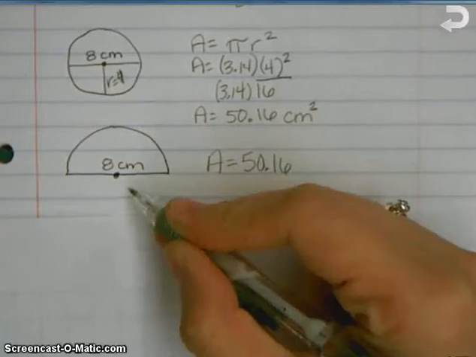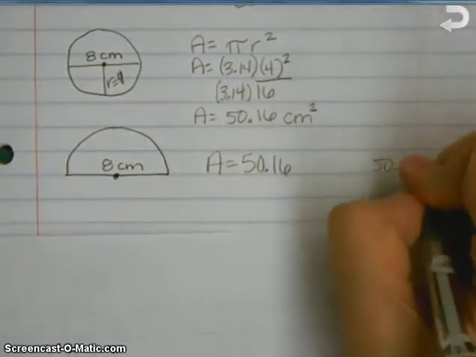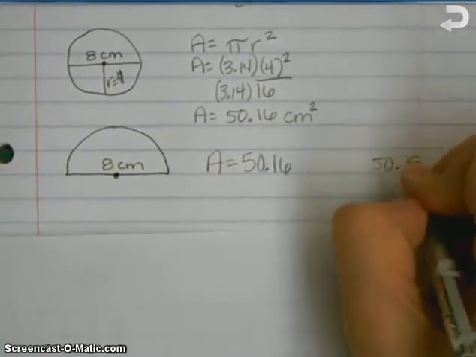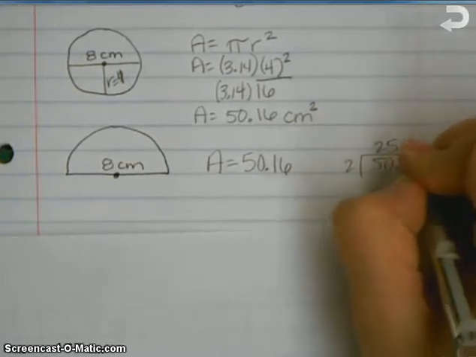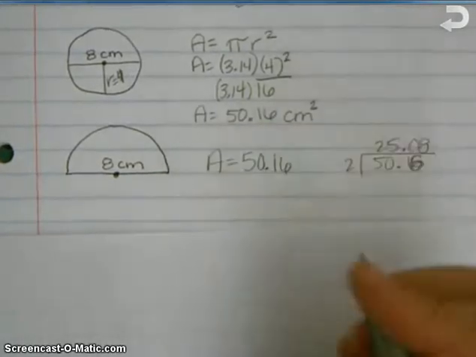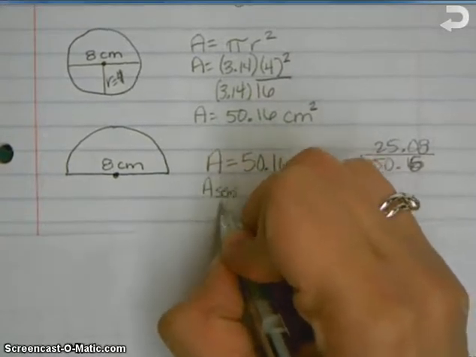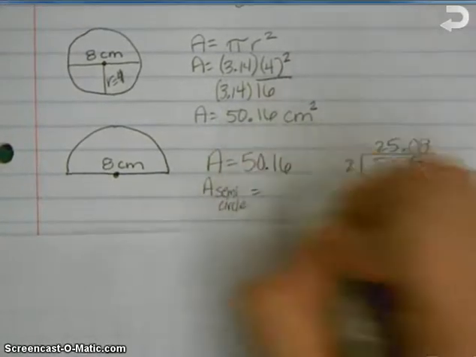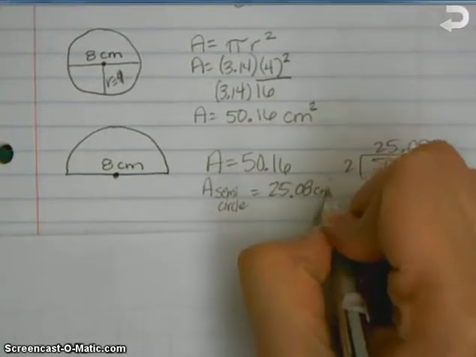Now to find the area of only half of it, I would divide by 2. And I would get 25.12. So the area of the semicircle is 25.12. Once again, that's centimeters squared.